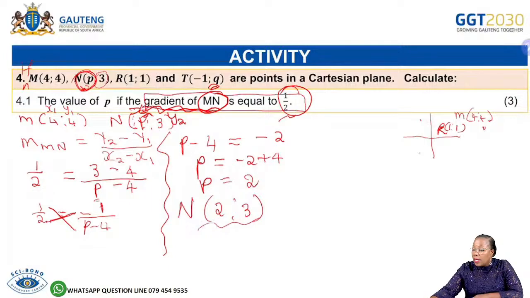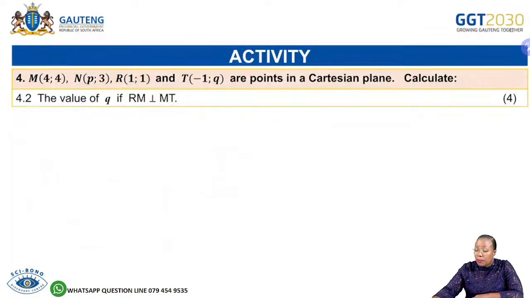Okay, and then now the next activity. The value of q if RM is perpendicular to MT. Let's try, grade 12, within a few minutes. Let me give you 3 minutes to work out that one. And then we will be concluding our day with that activity. I hope you will be able to get 4 out of 4, grade 12s, just for today. The 3 minutes start now.